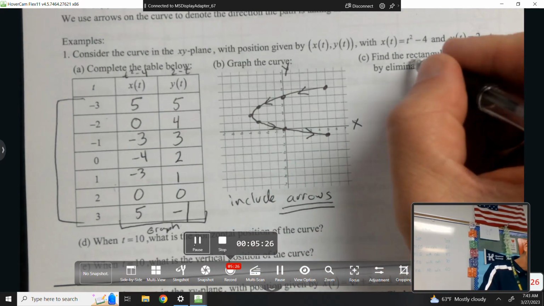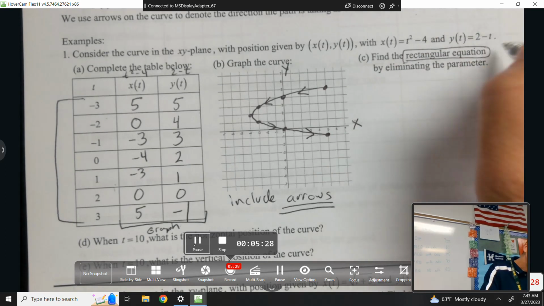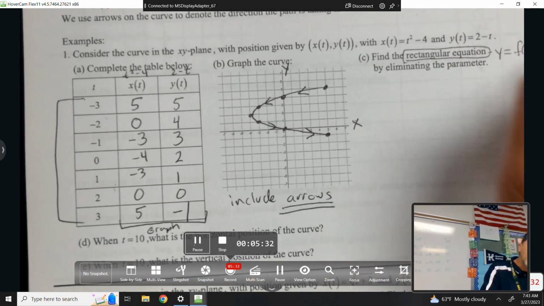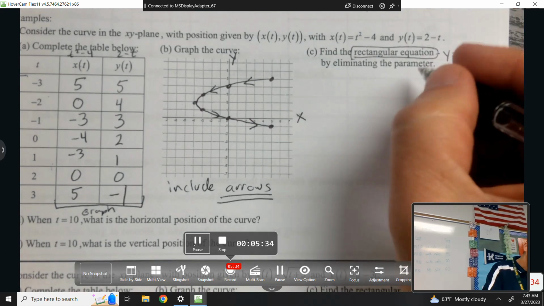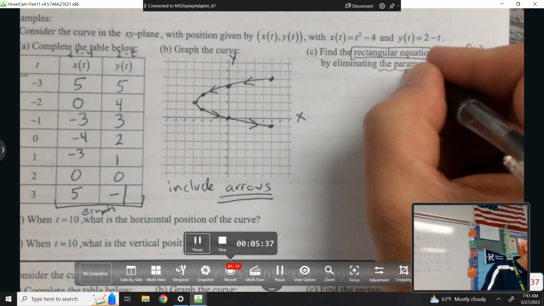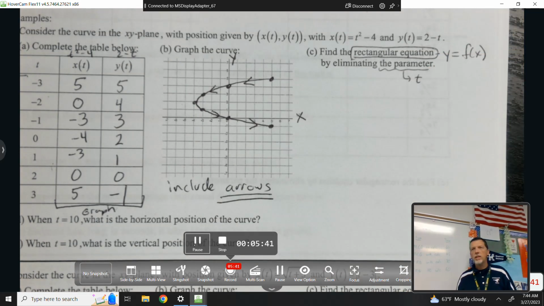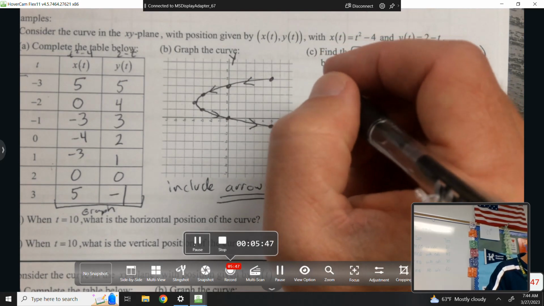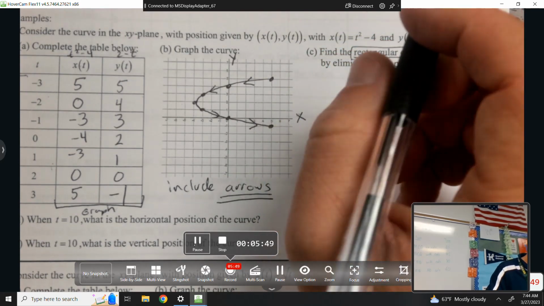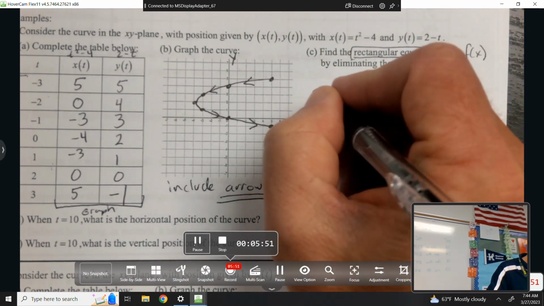Find the rectangular equation. That means y as some function of x, meaning get rid of t. So let's solve one of them for t. In fact, to make it easier, let's solve x for t. We'll always do that.